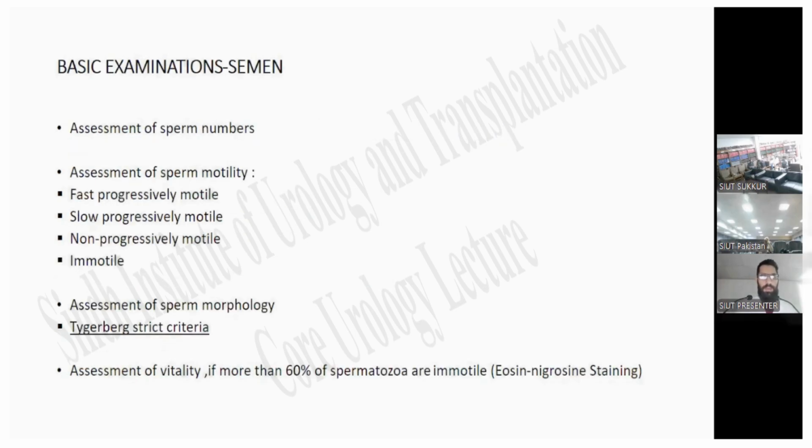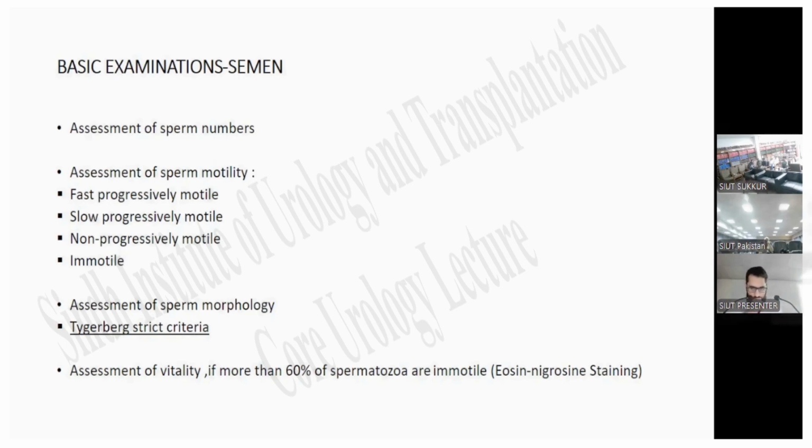The basic semen examinations include assessment of sperm numbers, assessment of sperm motility, dividing into fast progressively motile or slow progressively motile, and then non-progressively motile and immotile sperms, and the assessment of sperm morphology by using Tygerberg strict criteria as we discussed, and the assessment of vitality of the sperm, that is if the sperm are alive or dead, which is assessed if more than 60% of spermatozoa are immotile, and it is done by the staining that is named eosin nigrosin stain.